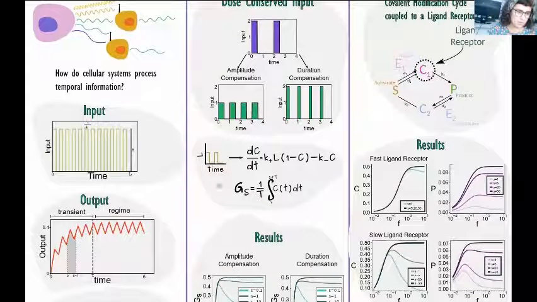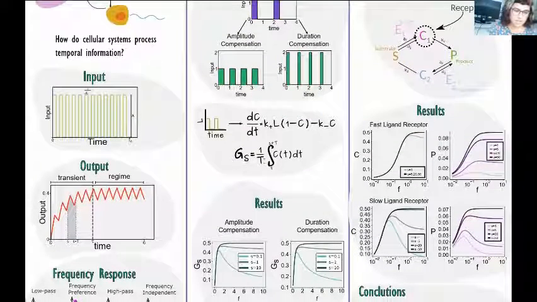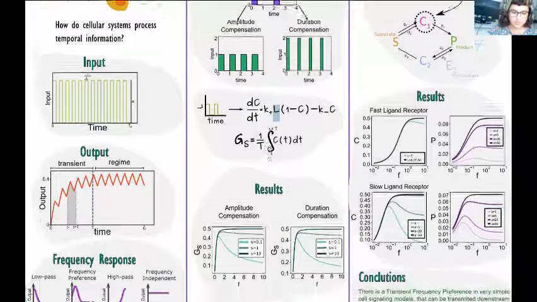This is the differential equation for the ligand receptor systems. That is the system that represents the process where an external ligand binds to a cellular receptor, then they form a complex, and the complex triggers downstream responses. Our observable is Gs, that is the mean between s and s plus T, as we explained before, of the output, that is the complex in time. The input will be the ligand that is here in the differential equation.